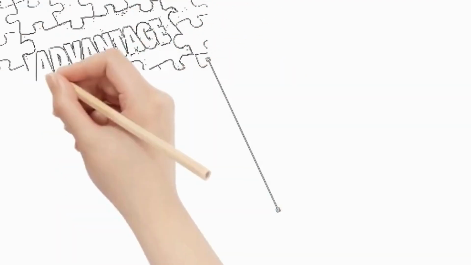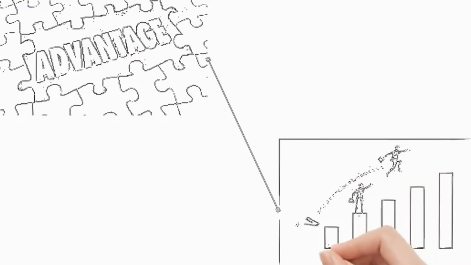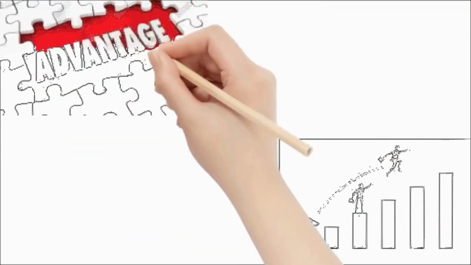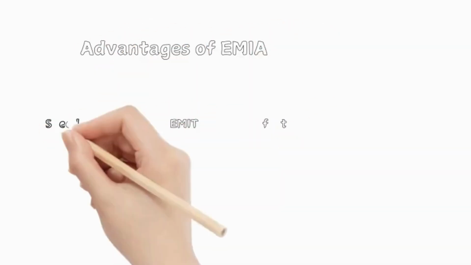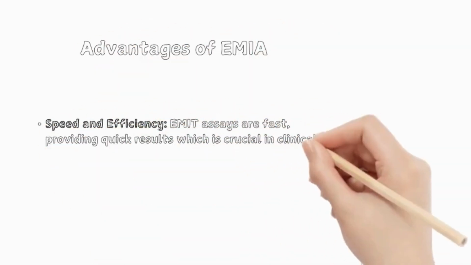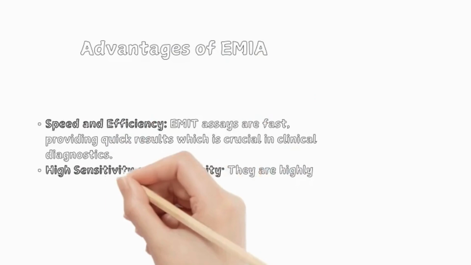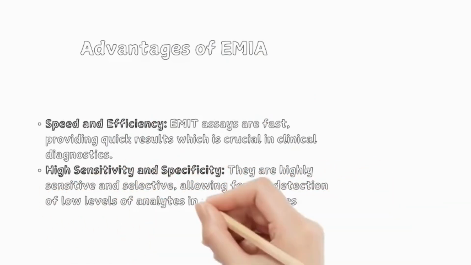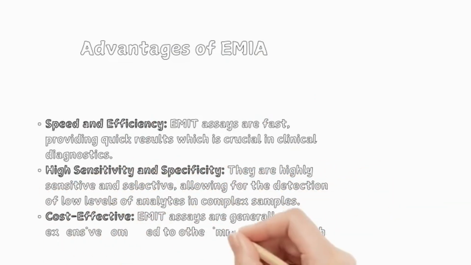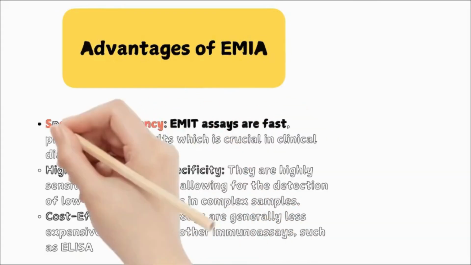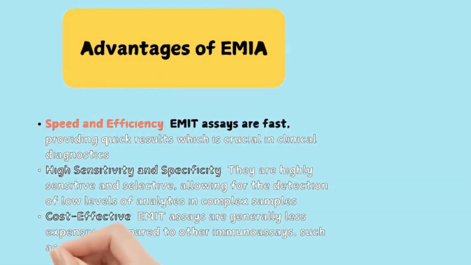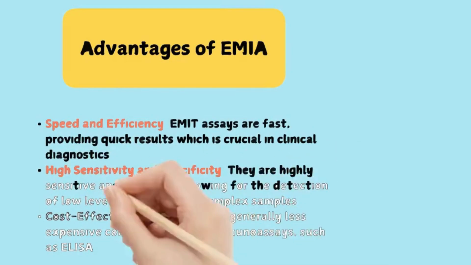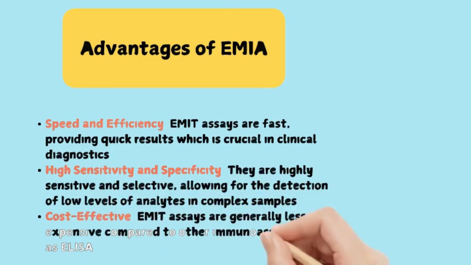Now we will discuss some of the advantages of EMIA. The first one is speed and efficiency. EMIT assays are fast, providing quick results, which is crucial in clinical diagnostics. They are highly sensitive and specific. They are also cost effective. EMIT assays are generally less expensive compared to other immunoassays such as ELISA. ELISA is also an EMIA assay.